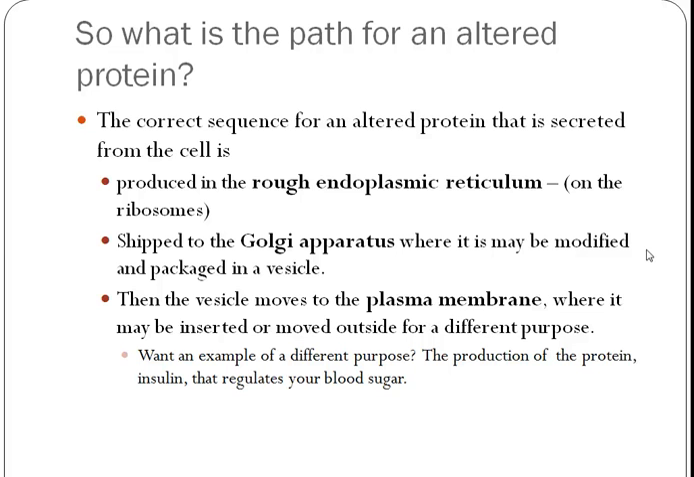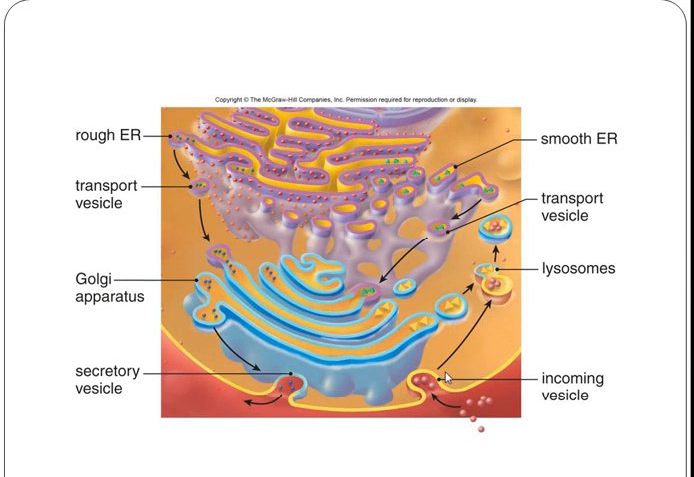So how does a protein go through there? The correct sequence is it's produced in the rough ER on the ribosomes, it's shipped to the Golgi apparatus in a vesicle, and then it's maybe modified, put in another vesicle, and then moved to the plasma membrane where it just merges. They don't have a picture here, but it comes to the plasma membrane, and the membrane of that vesicle merges with it, and then it opens to the outside. It's kind of cool. So from here to here to here, and then to the outside probably.